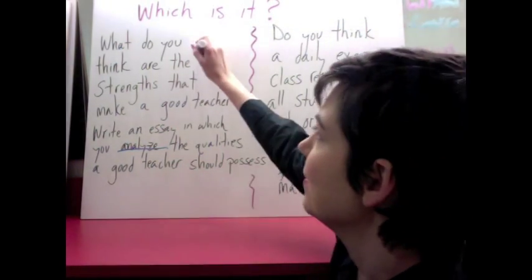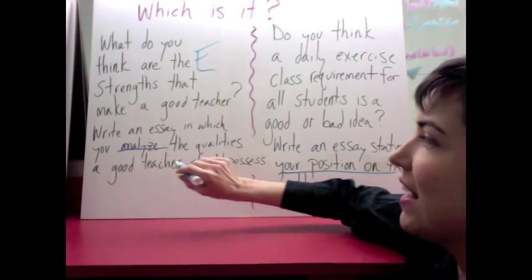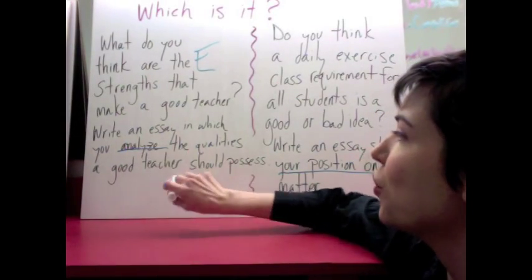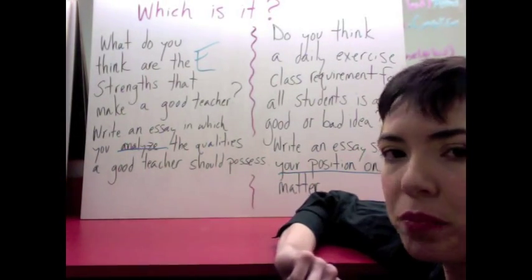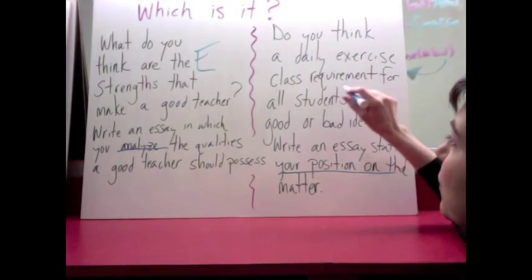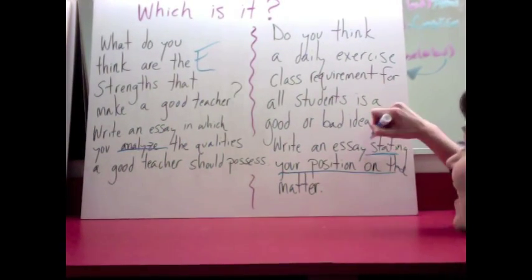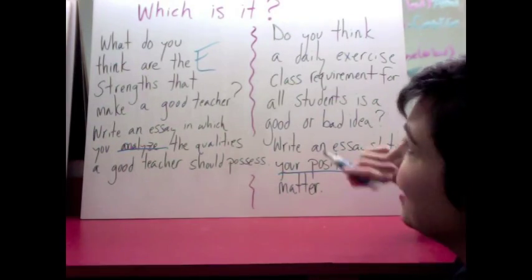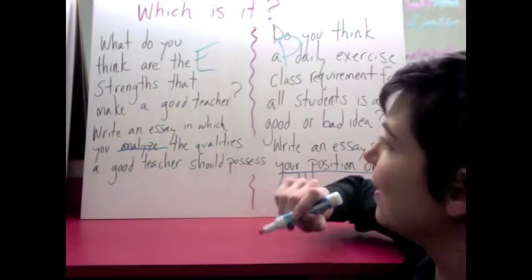This one is the expository because it asks you simply to analyze the qualities a good teacher should possess. Whereas this one asks you to state your position on the matter. Therefore, that's the persuasive one.